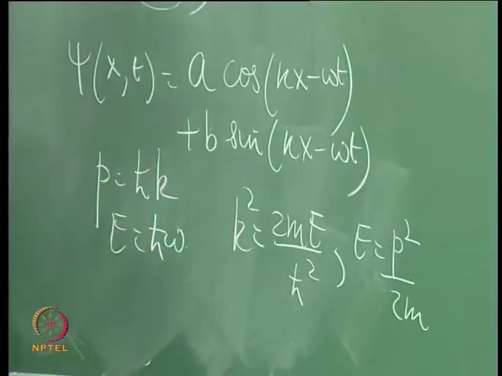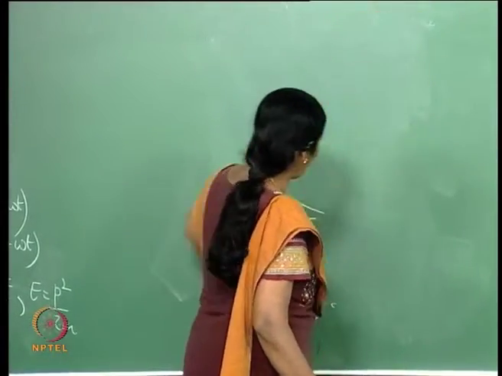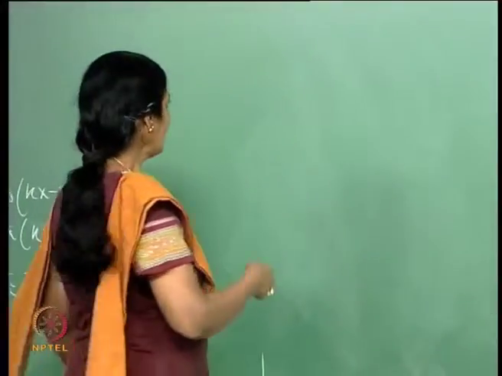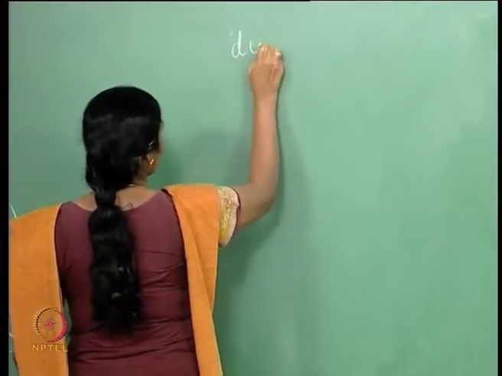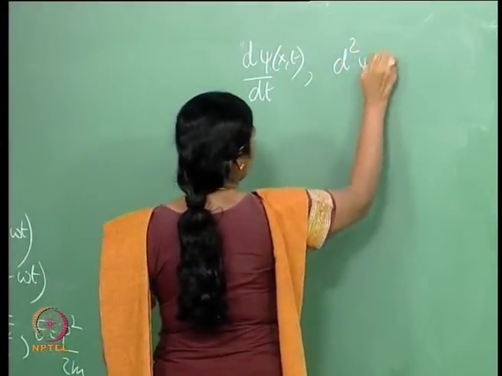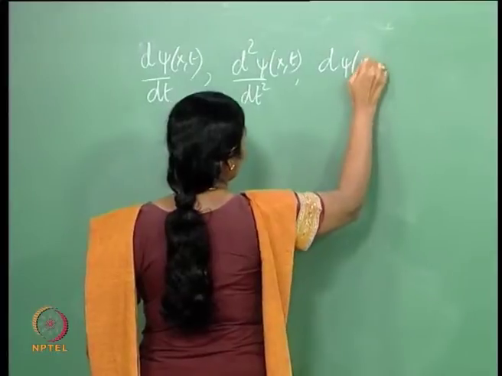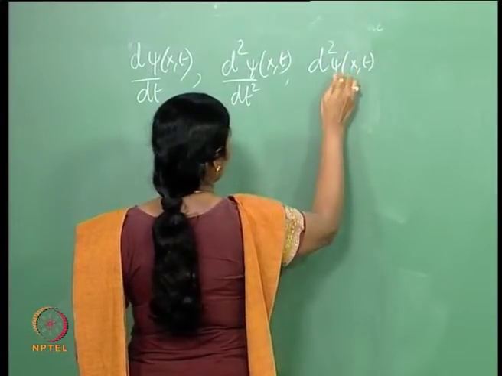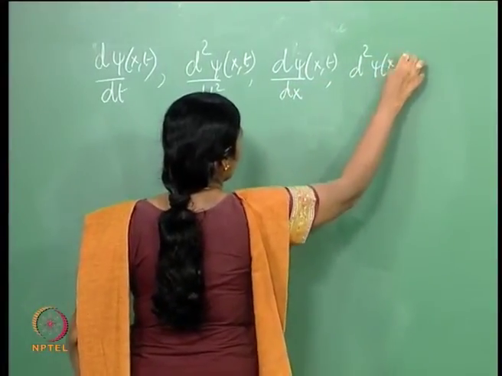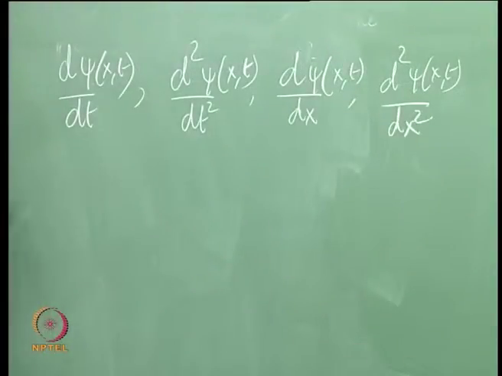So if I have this solution for psi of x, t, it is worth finding out what the differential equation is which is obeyed by the wave function. So the differential equation can be got by trying to find out d psi of x, t by dt, d2 psi of x, t by dt squared, d psi of x, t by dx, and d2 psi of x, t by dx squared. We look at the first and second derivatives in space and time and try to come up with an equation.